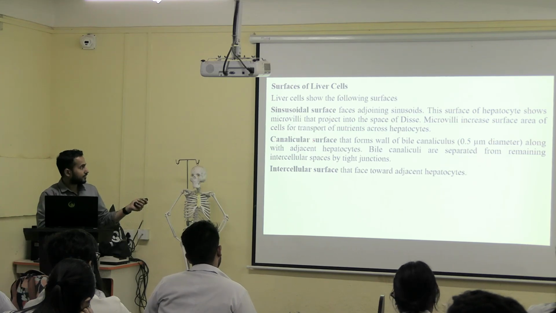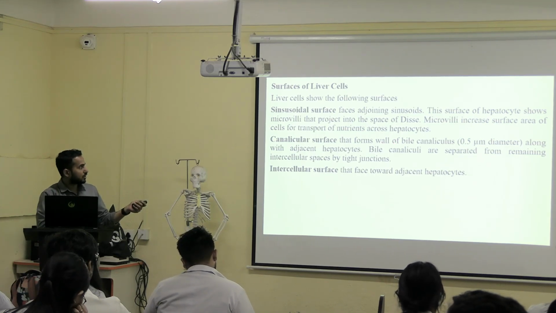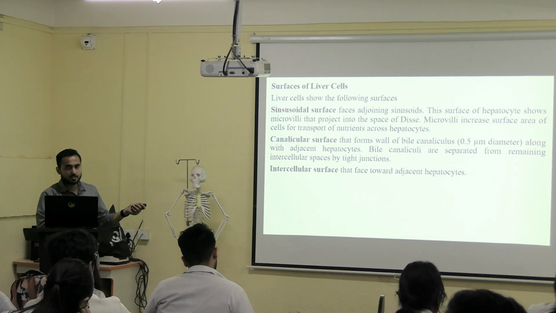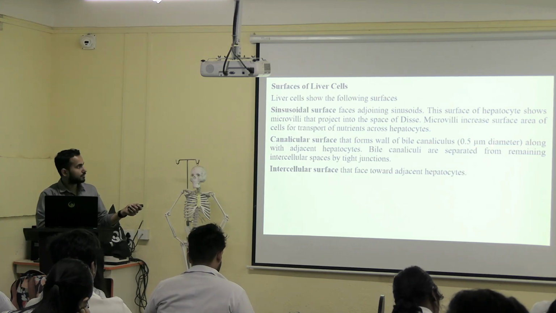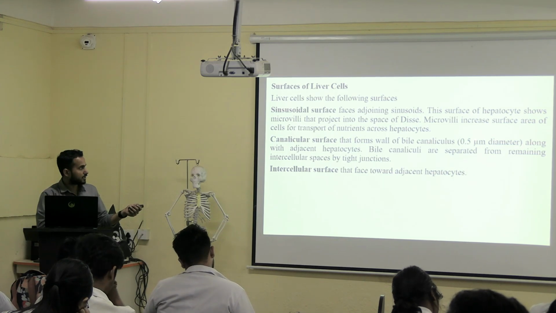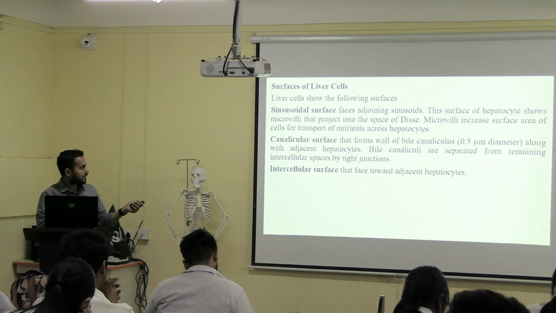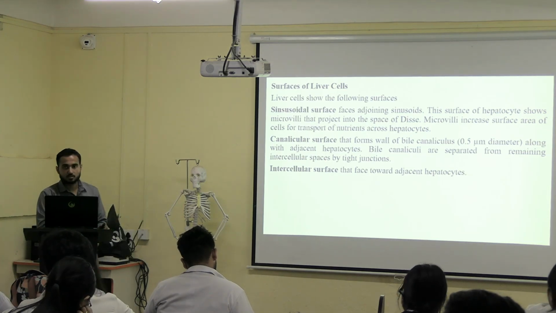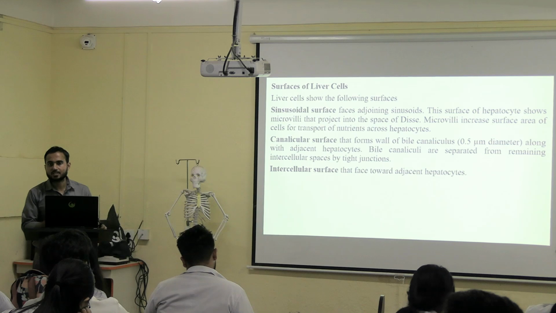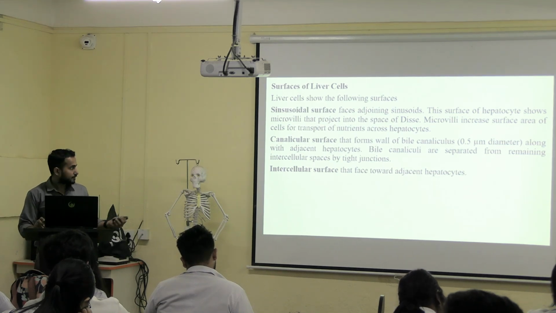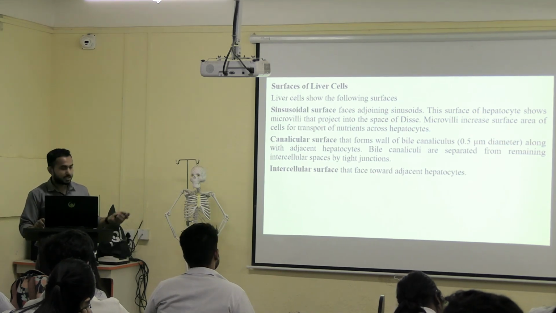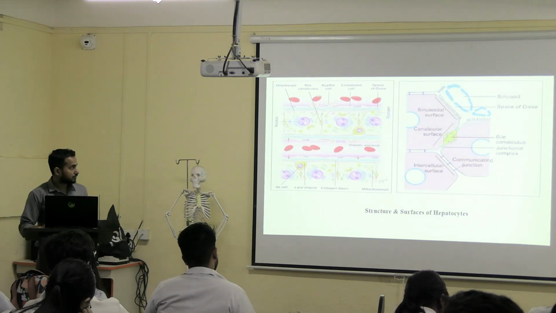Next, canalicular surface. This wall forms the bile canaliculus. The diameter is approximately 0.5 micrometer, along with the adjacent hepatocytes, and these bile canaliculi are separated from the remaining intercellular space by the tight junction. So in this particular surface, tight junctions are also present, and intercellular means towards the adjacent hepatocytes.